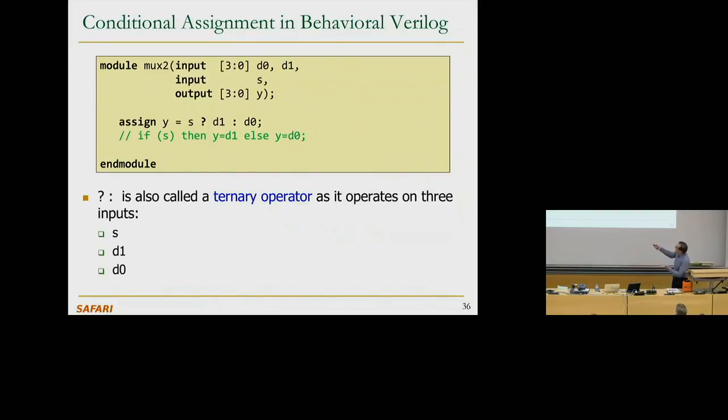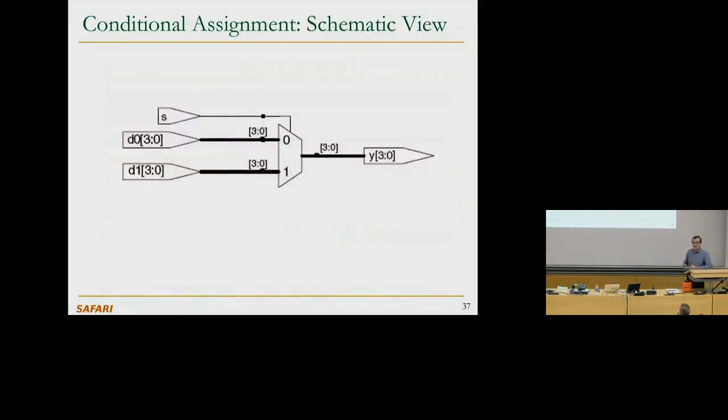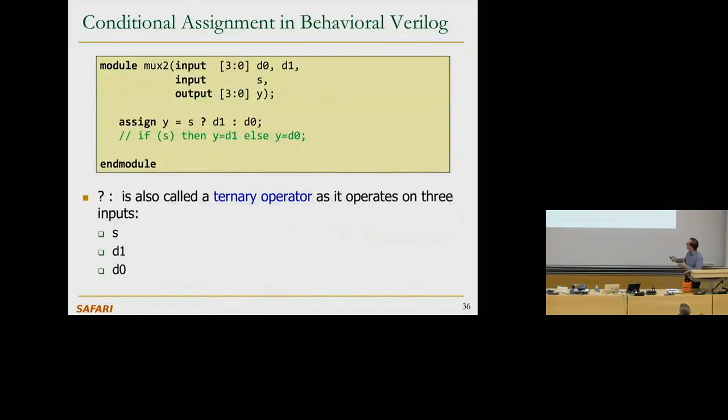Basically, this says that if S is true, then Y gets assigned D1. Otherwise, Y gets assigned D0. Y is a 4-bit output, and these are the 4-bit inputs. So this is a 2-input mux where each input is 4 bits and output is 4 bits. Much easier, as you can see, than gate-level description. And this is also synthesizable. You can give this to a tool, and it generates this mux for you. A nice tool, of course.